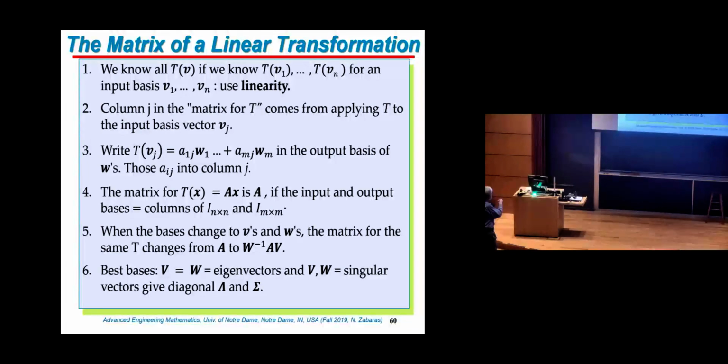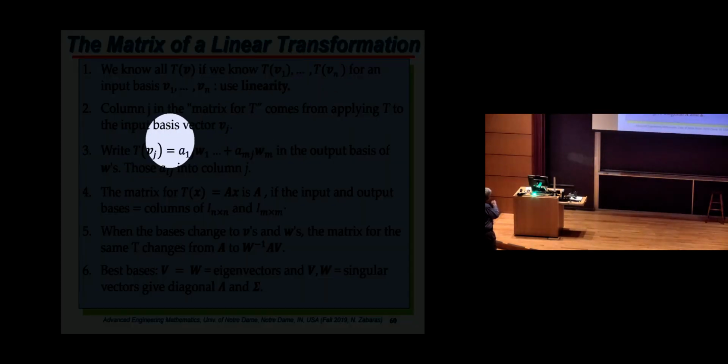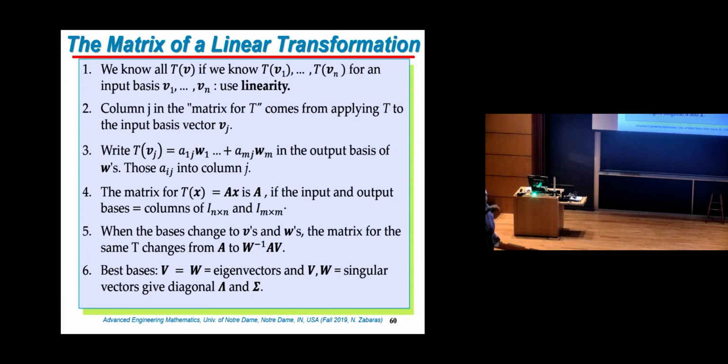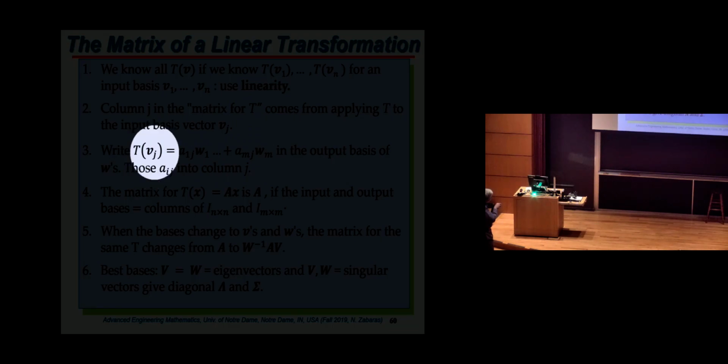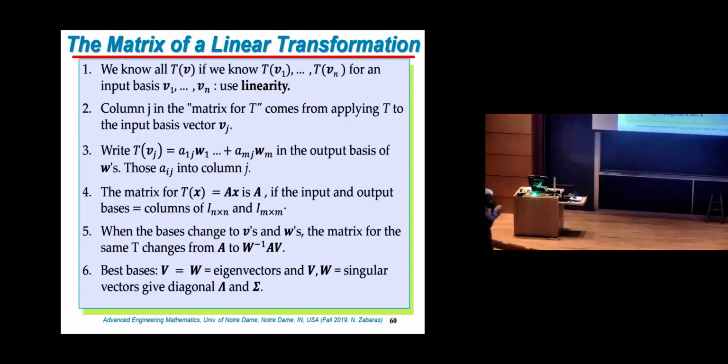So, for example, here, if you take the vector Vj, you expand it on the output vectors w1 to wm, and these coefficients go to the jth column of the matrix A. The key thing here is two things, right? You take the effect of the transformation on the input basis vector j, and you write it as a linear combination of the output basis vectors. All right? So for example, maybe the input vectors are in Rn, the output vectors are in Rm. You're not going to use the same basis.